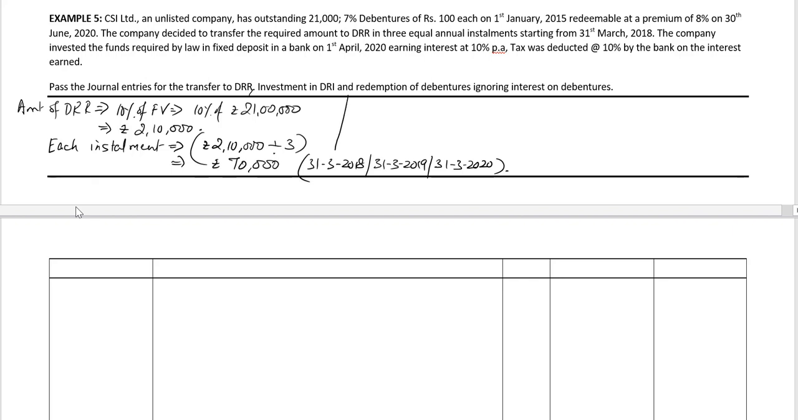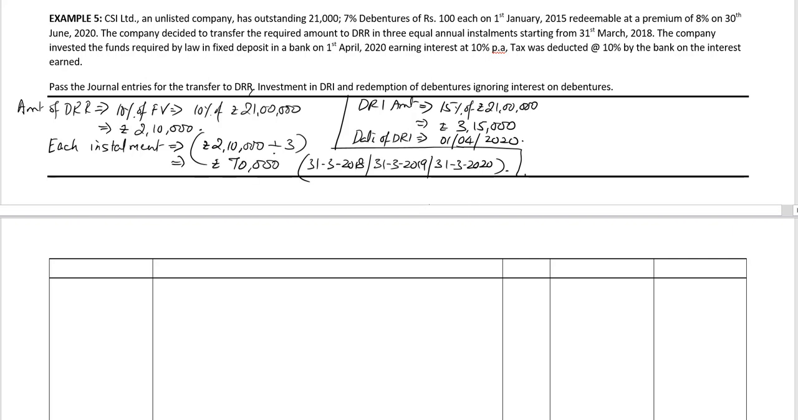We'll go ahead with calculating the amount of the DRI. So the DRI amount is equal to 15% of rupees 21 lakh. This is equal to rupees 3 lakh 15,000. And the date of the redemption is 30th June 2020. So we can make the DRI on 1st April 2020.